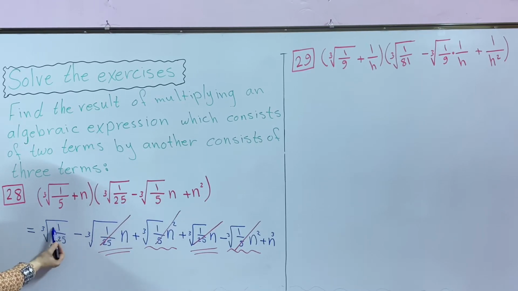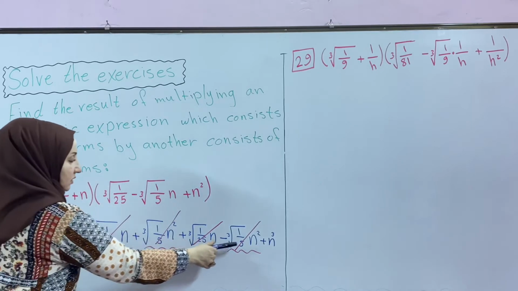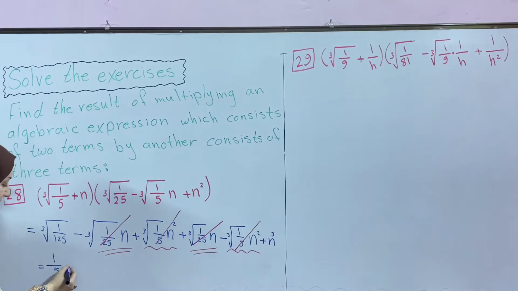We can take the cubic root of the numerator over the cubic root of the denominator. We know that the root, whether cubic or square, distributes over the fraction, over the numerator and the denominator. So we can take the cubic root of the numerator. What is the cubic root of 1? 1. Also we can distribute it over the denominator. The cubic root of 125 is 5. And here is 0, but we have plus n cubed. This is the result of exercise 28.